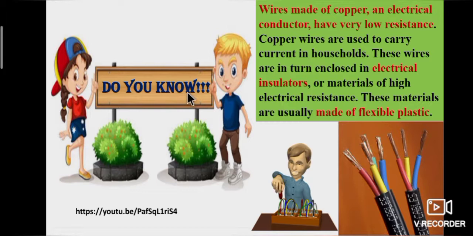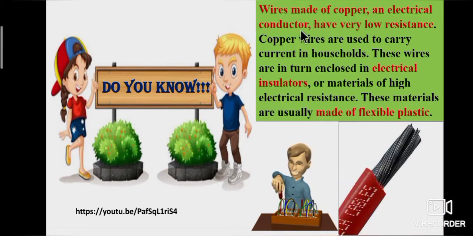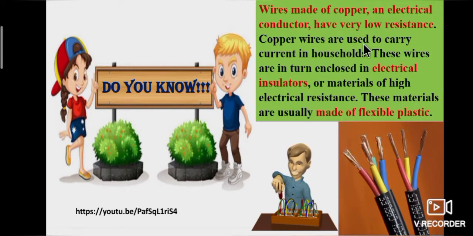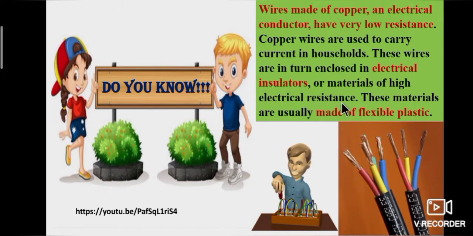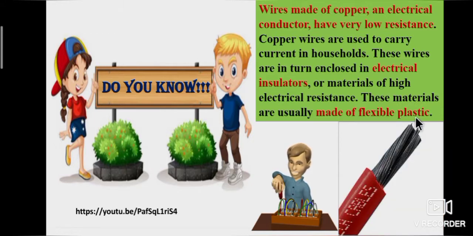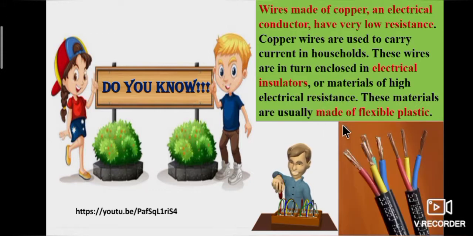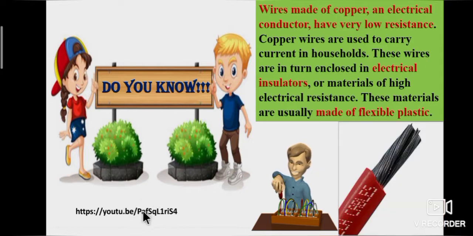One more piece of information. Wires made up of copper, an electrical conductor, have very low resistance. Copper wires are used to carry current in households. These wires are in turn enclosed in electrical insulators, materials of high electrical resistance, usually made up of flexible plastic. I hope you have seen them in our homes. To know more details about conductors and insulators, see the link below.